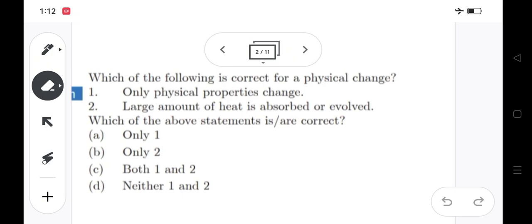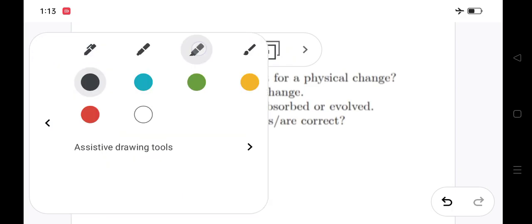Only a small amount of heat is needed, because in many physical changes there is no need of heat to be absorbed or evolved. For example, tearing of paper, or an expanding balloon. These kinds of changes do not need any heat energy. So no or very little heat energy is needed. So which statement is correct? Only the first statement is correct. So option A is the answer. Okay.